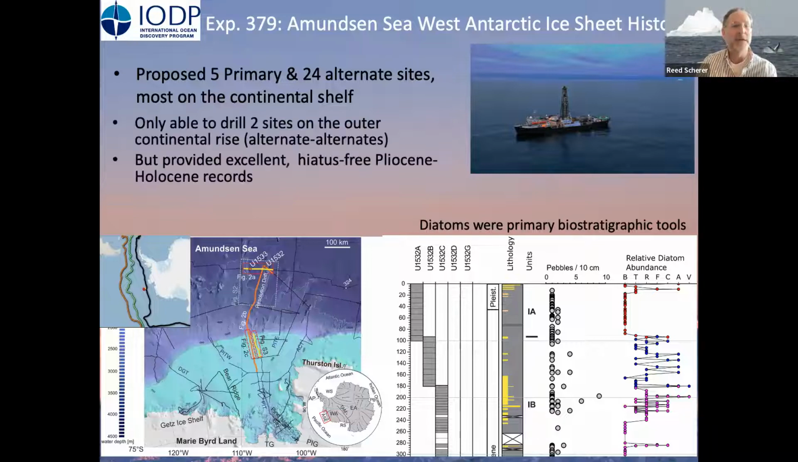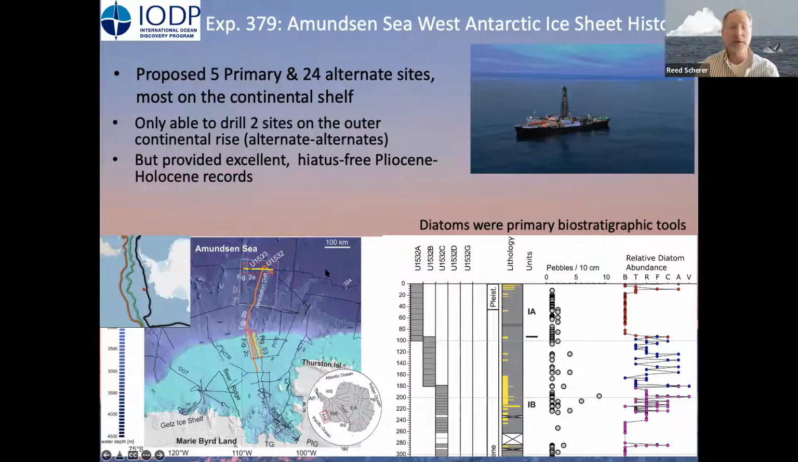And we certainly needed that on this expedition, because of sea ice conditions and icebergs and other challenges, we were only ultimately able to drill two of our sites. They were none of our primary sites. In fact, the two sites we were able to drill were the alternates, which are way far out from the continent and the shelf itself, on the edge of the continental rise.